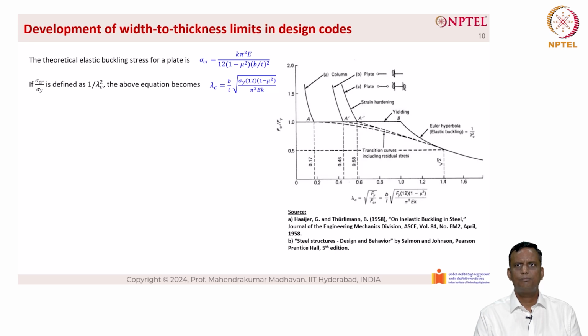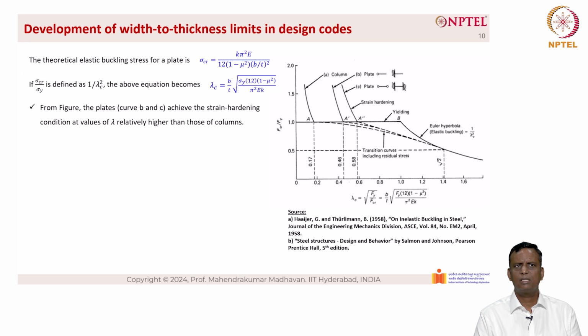Now, look at the picture on the right hand side. The source is from Haaijer and Thurlimann, the research carried out in 1958, and it has been published in the Journal of the Engineering Mechanics Division, ASCE. You can see that there is a non-dimensionalized stress shown on the y-axis, and a non-dimensionalized slenderness shown on the x-axis, and you have three different curves: one curve for the column, another curve for the plate that is supported on three sides with one side free, and then another curve C for a plate that is simply supported on all four sides.